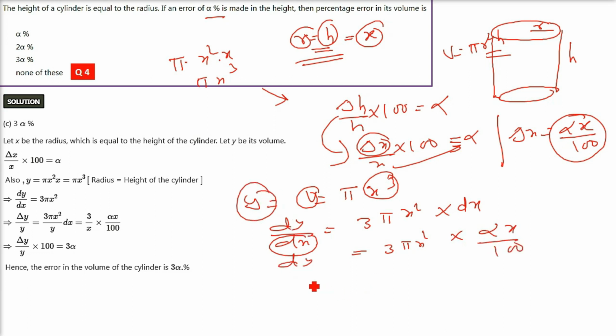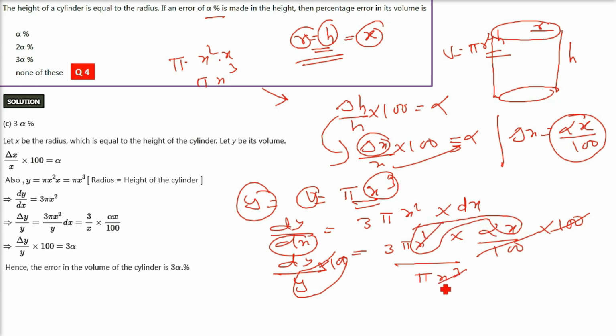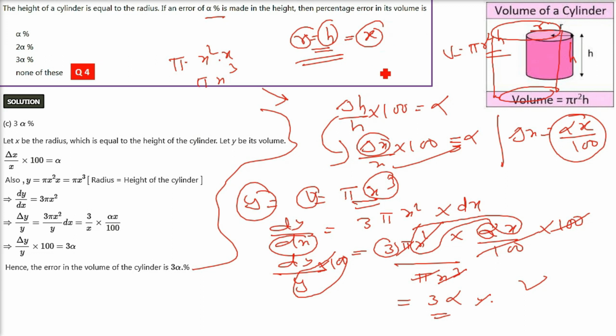We are talking about volume, sorry, not surface. Now dy by y into 100, so you have to have a 100 on the right hand side, and a y in the denominator. So multiply it by 100, divide by y. y is nothing but pi x cube, so write pi x cube. Now cancel everything: 100 goes, x cube goes, pi goes, and only 3 alpha remains. So the error in the volume of the cylinder is 3 alpha percent when an error of alpha percent is made in the height. That is how you are going to write it. Now this should have come first, but anyway, you understand well.